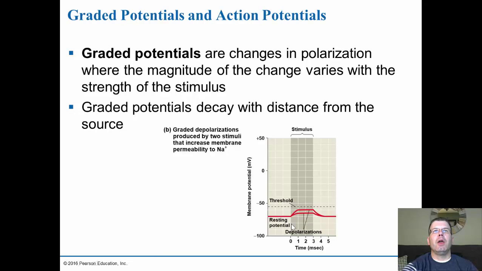Now, graded potentials can change the polarization, with the magnitude depending on the strength of the stimulus. So if it's a really weak stimulus, you're only going to get these little depolarizations in the membrane, but not enough to generate a big charge or an action potential in these situations. A lot of times graded potentials will decay with distance because, again, it's not enough to stimulate an action potential, which would send a signal down the axon. And so that would be a graded potential.